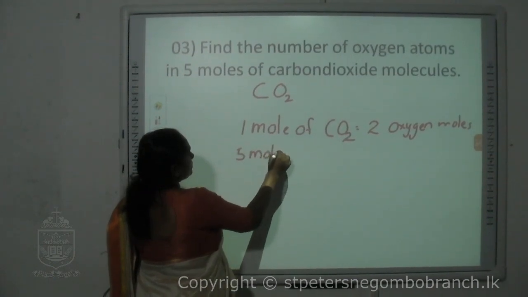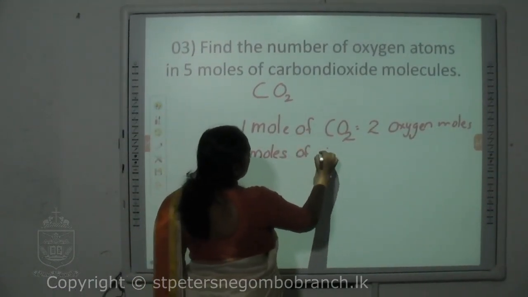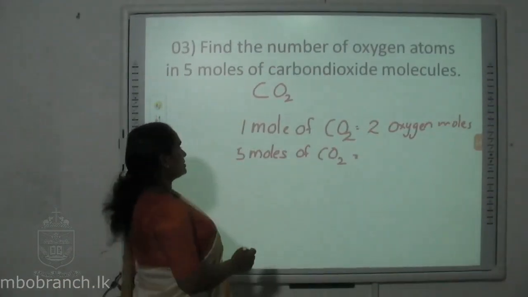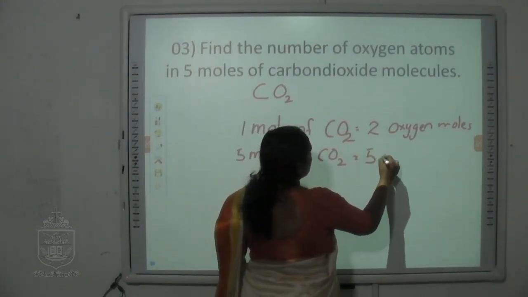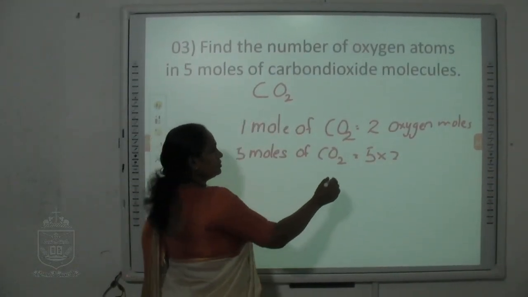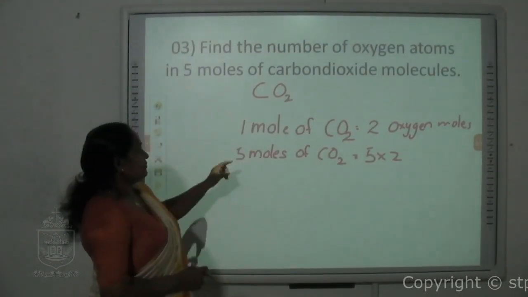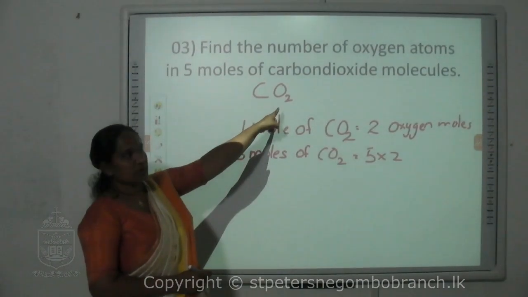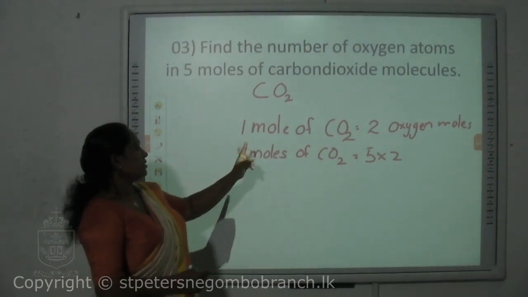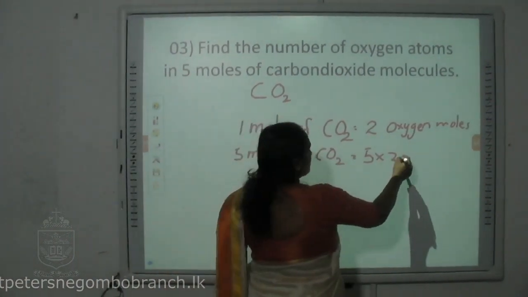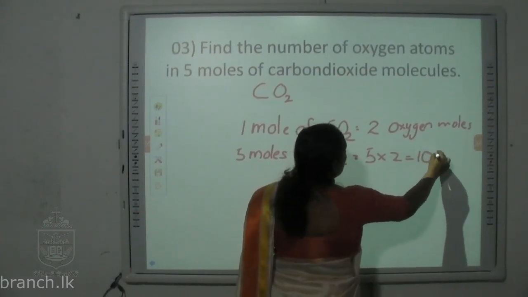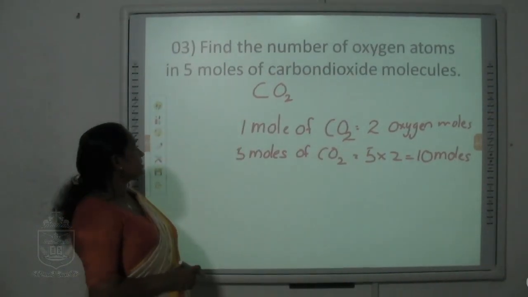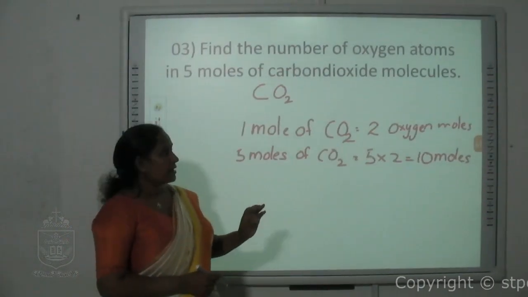In 5 moles of carbon dioxide, how many oxygen moles are there? 5 into 2. Again, in 1 mole of carbon dioxide, 2 oxygen moles are there. Right? Like this, 2 oxygen moles are there. Then in 5 moles of carbon dioxide, 10 moles of oxygen are there. Right? Now the question answer is not completed.